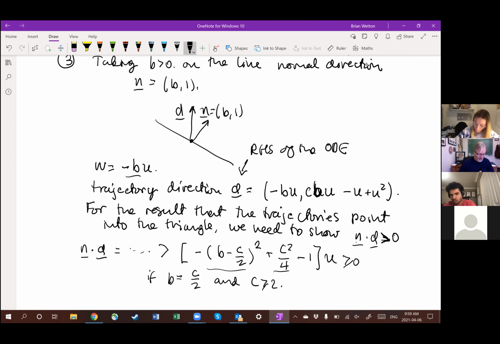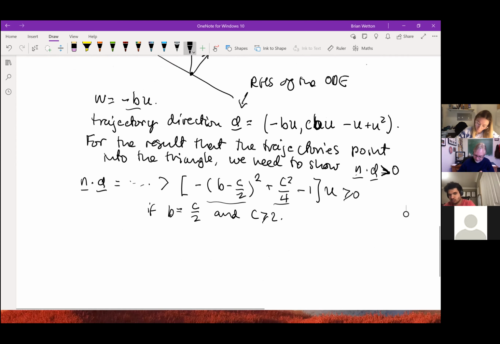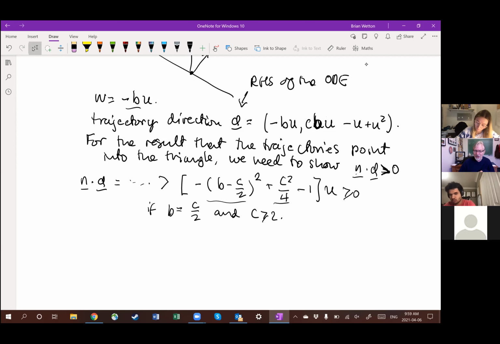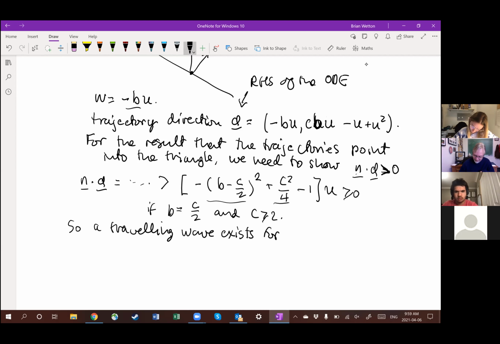Okay, I'm not sure how much phase plane analysis you get in previous ODE courses, but this is either a reminder or a taste. And it's exactly the kind of theory you need to show that a traveling wave exists for this particular problem. So, a traveling wave exists for every c bigger than or equal to 2.